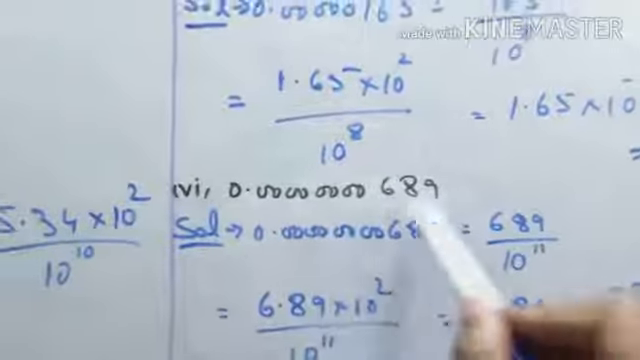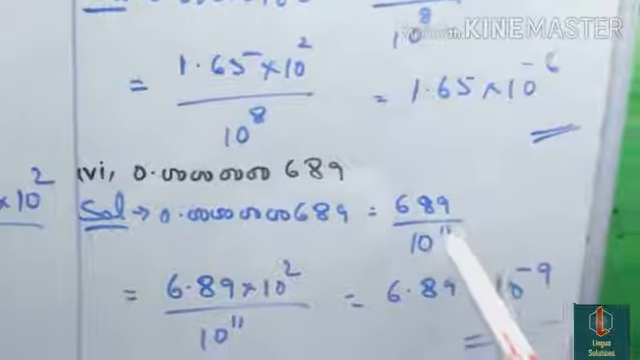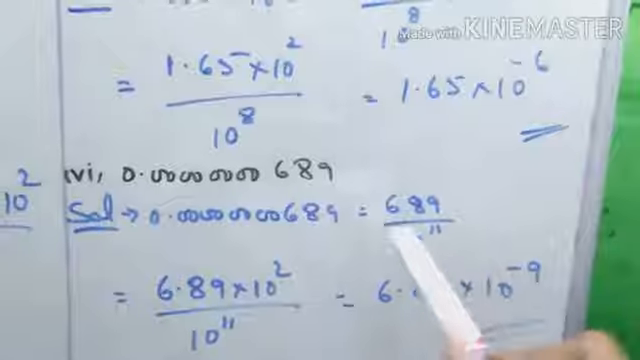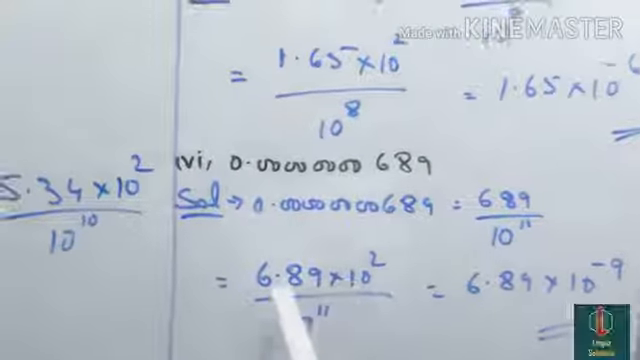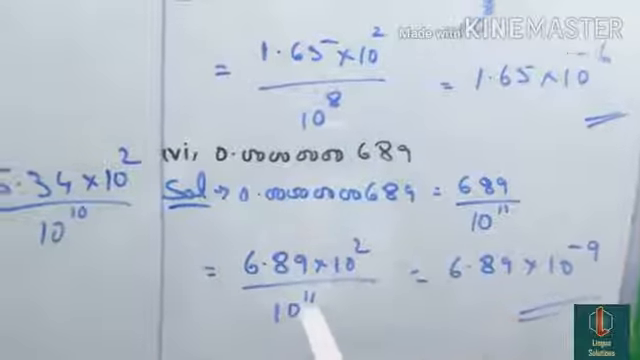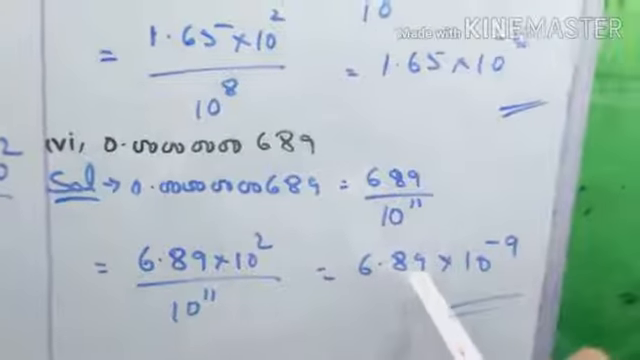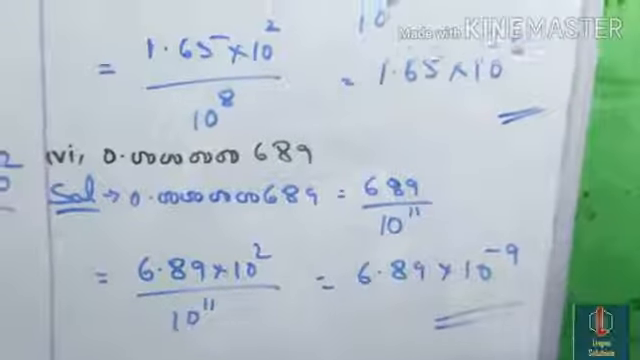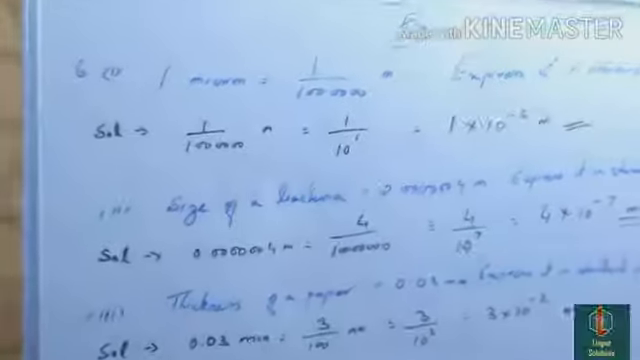0.0000000689. It means here it is 11 digits. So we can write it as 689 by 10 to the power 11. अब यहाँ भी क्या करेंगे, डेसिमल डालेंगे तो 6.89 इंटू 10 स्क्वायर बाई 10 to the power 11 is equal to 6.89 into 10 to the power minus 9. This is the answer. Now come to the next question.